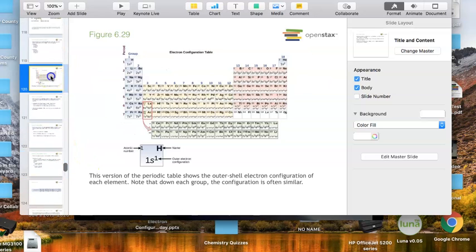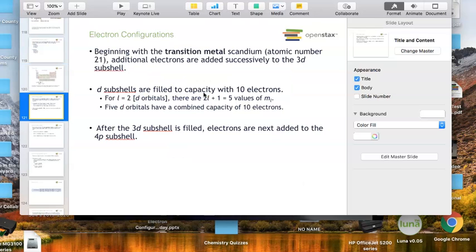So when you're doing electron configurations and you get to these elements here, or these here, you're going to have to take 1 out of the s subshell.